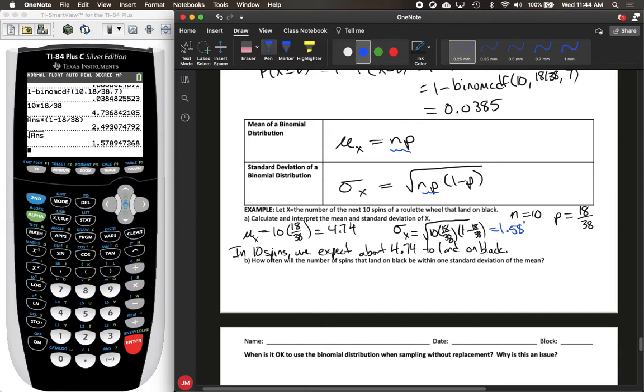So on average, you would expect the number of times that it lands on black to be off from the mean by about 1.58. So how often then will the number of spins that land on black be within one standard deviation of the mean? That actually just goes back to the empirical rule from Unit 3. Empirical rule says that 68% are within one standard deviation, and that's going to be the case here as well.